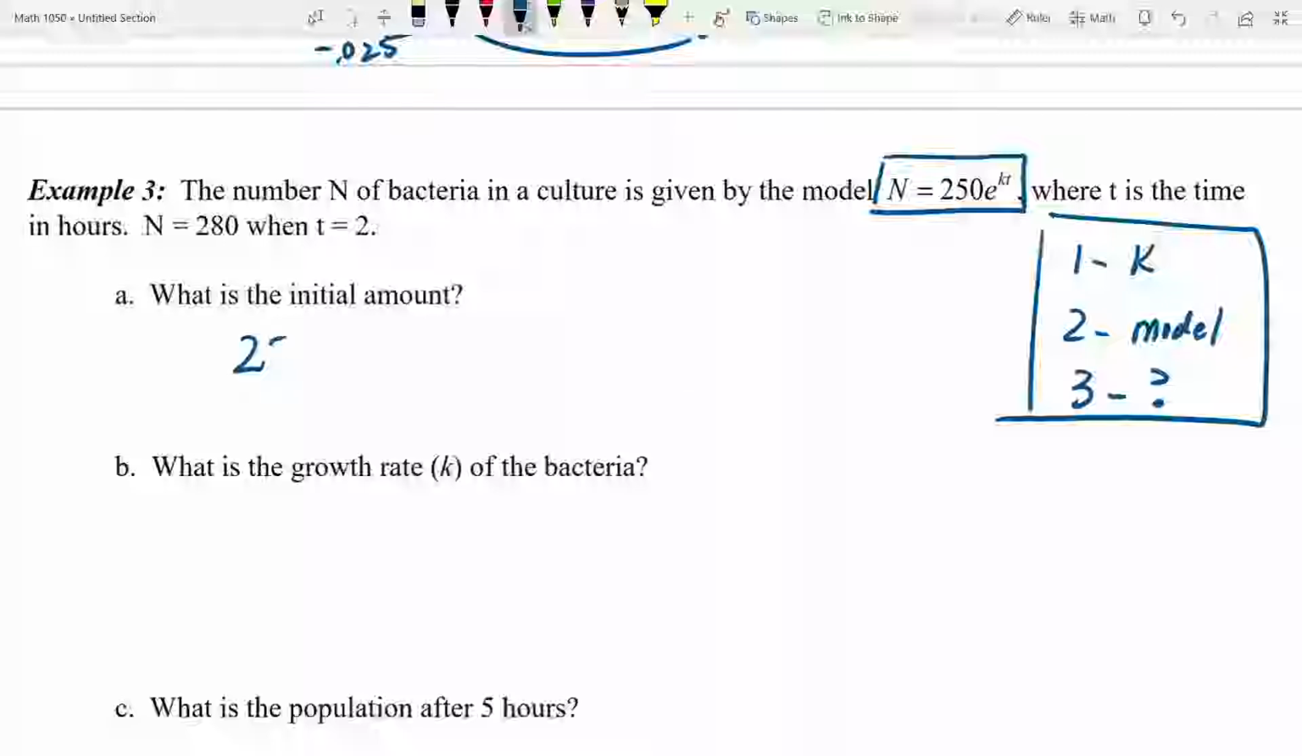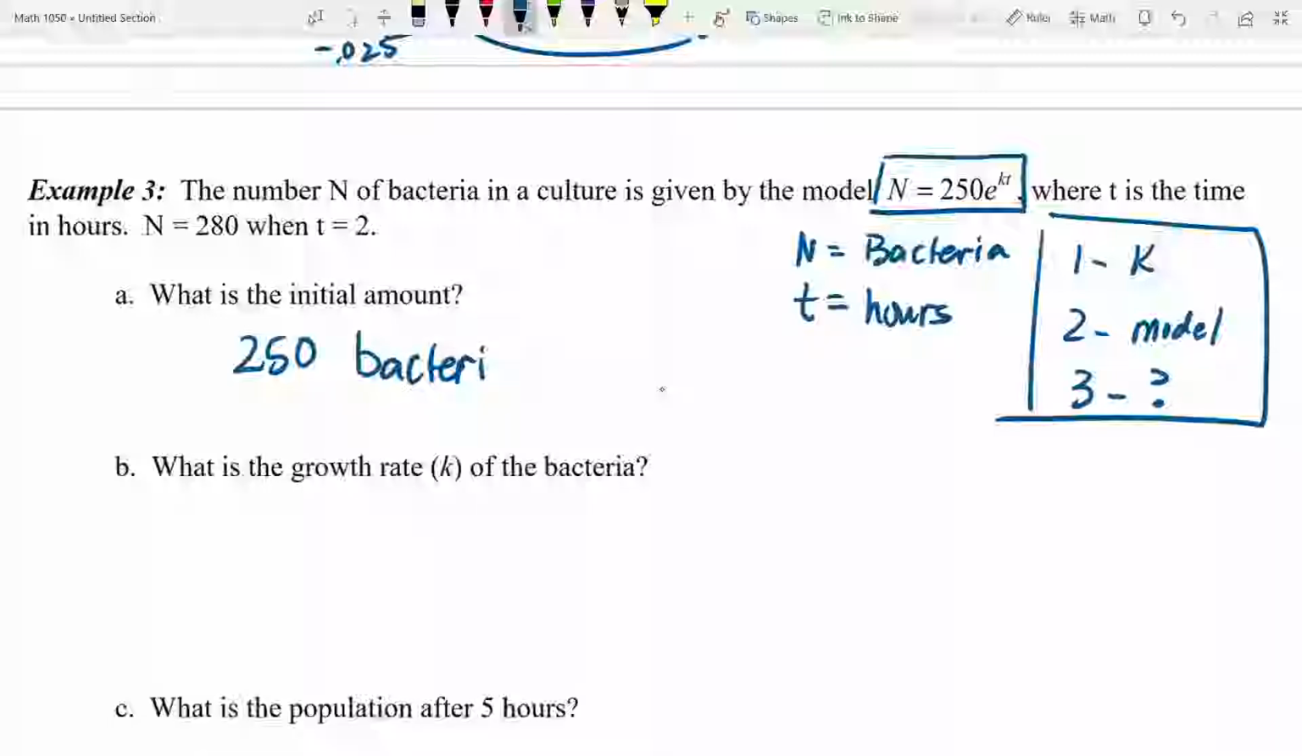Okay, so it's going to be 250, and let's figure out what things stand for. So we've got an N and we've got a T. N is the number of bacteria and T is time in hours. So the initial amount is 250.